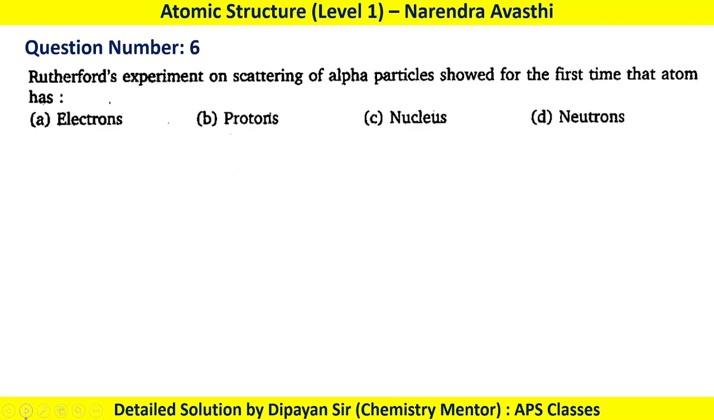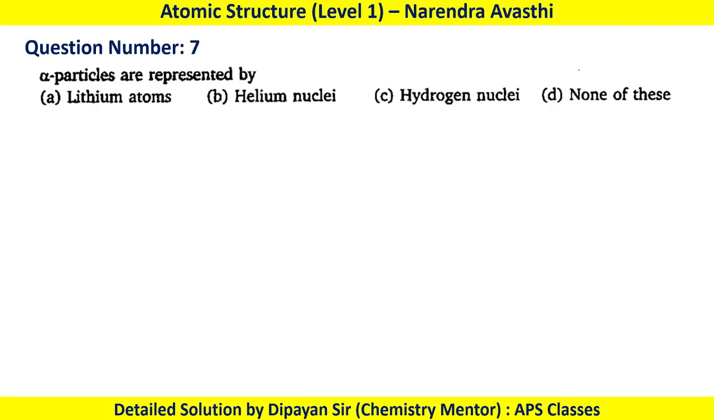For question number 6, the Rutherford experiment on scattering of alpha particles showed for the first time that the atom has a nucleus. In the Rutherford experiment it is explained that the total positive charge and total mass of any atom is concentrated in the center of that atom, which is known as the nucleus. So option C will be the correct option. In question number 7, alpha particles are represented by dipositive helium nucleus. So option B will be the correct option. So alpha is basically He 2 plus.